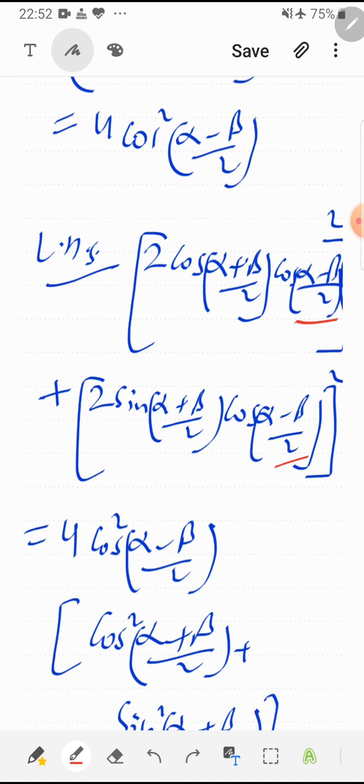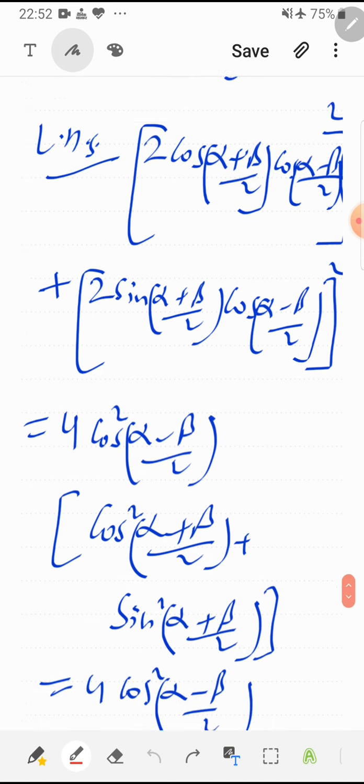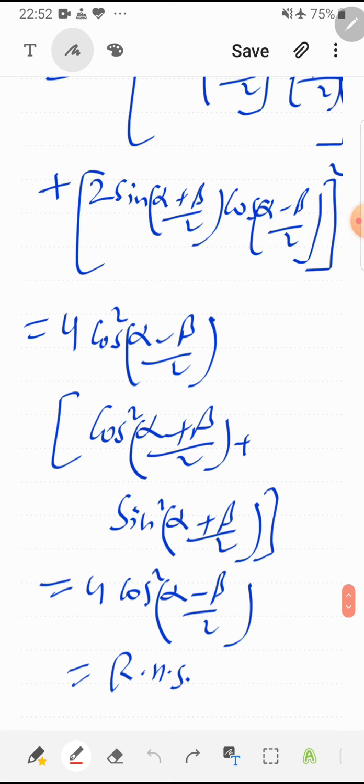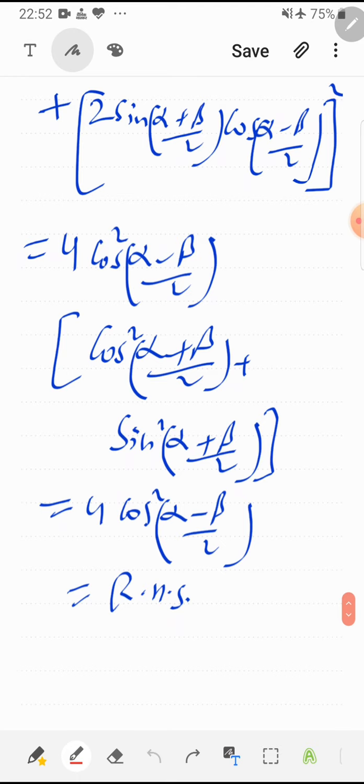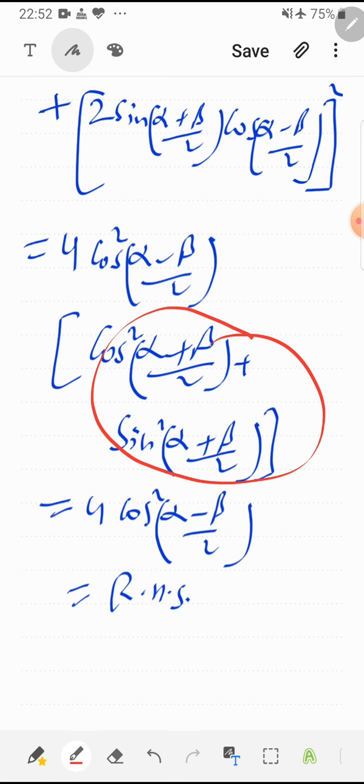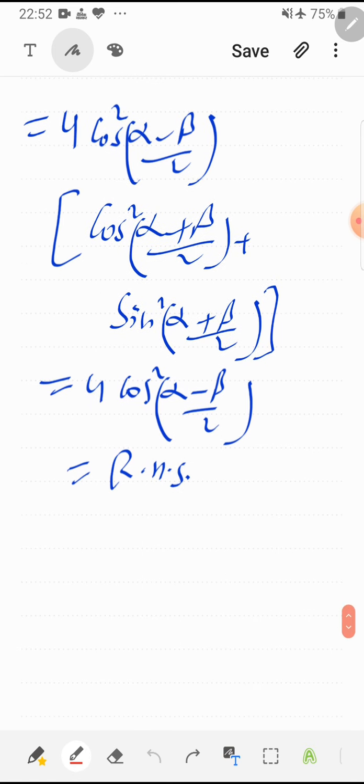As it is a square, we have 4 cos square alpha minus beta by 2 outside the bracket. Inside the bracket it is cos square alpha plus beta by 2 plus sin square alpha plus beta by 2, which is 1, so this is 4 times cos square alpha minus beta by 2. Cos square theta plus sin square theta is 1, so this is equal to the right hand side.